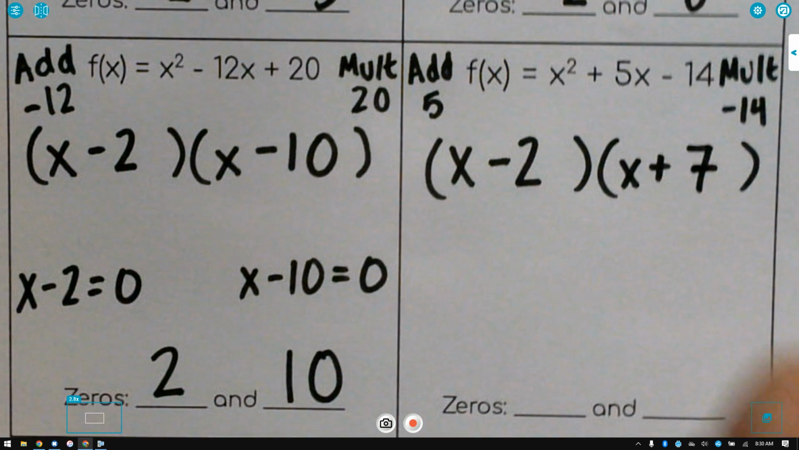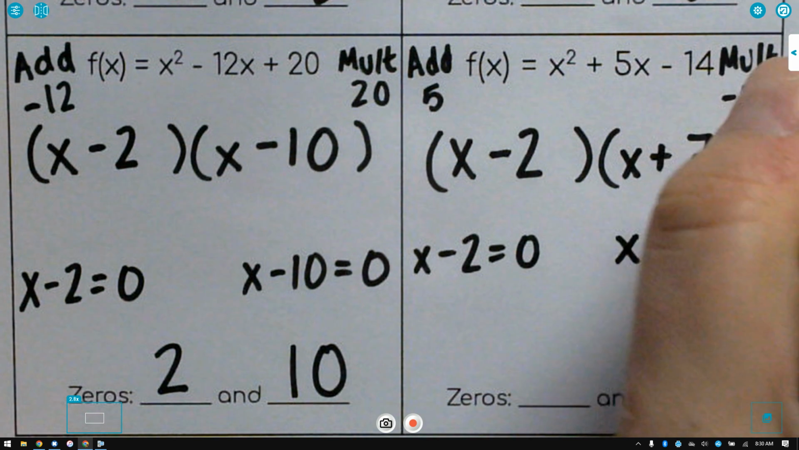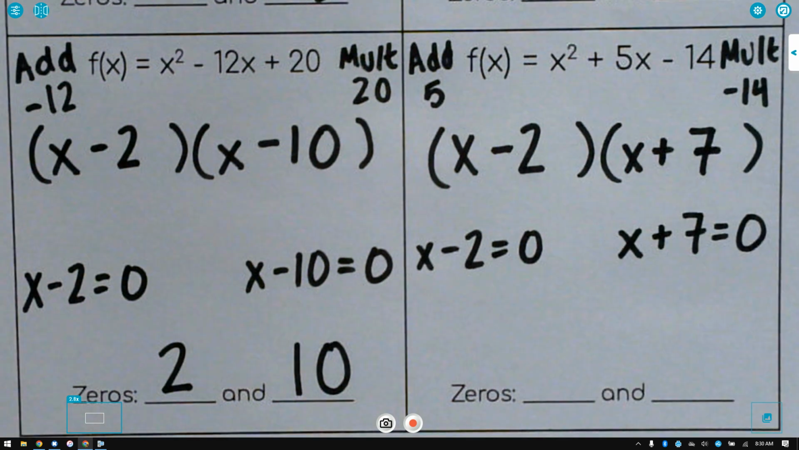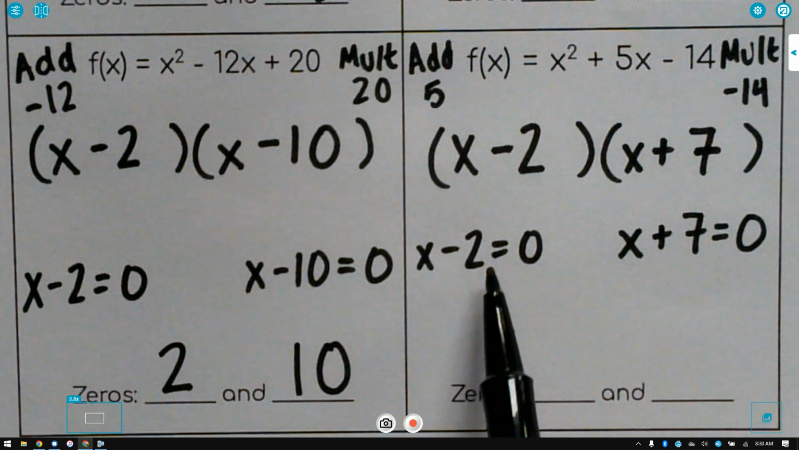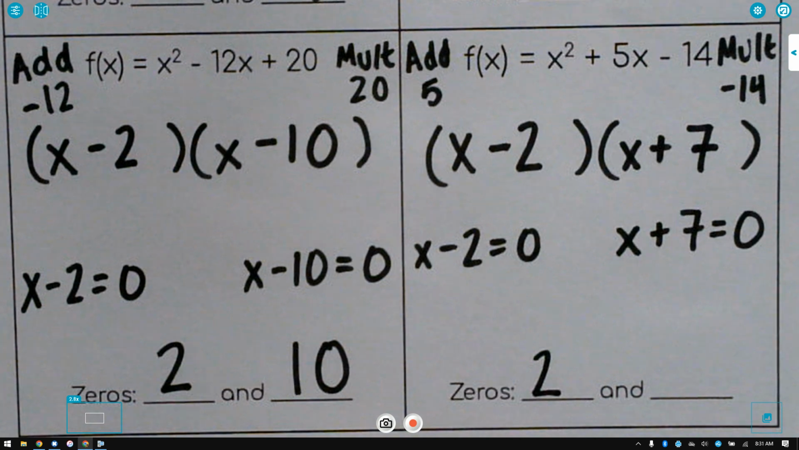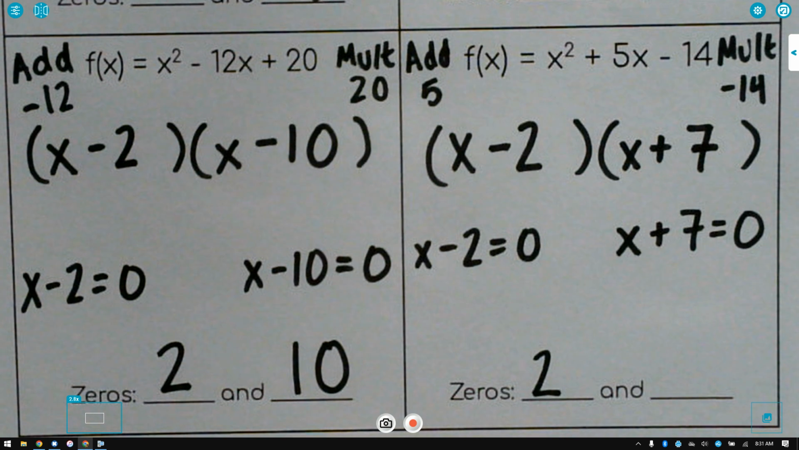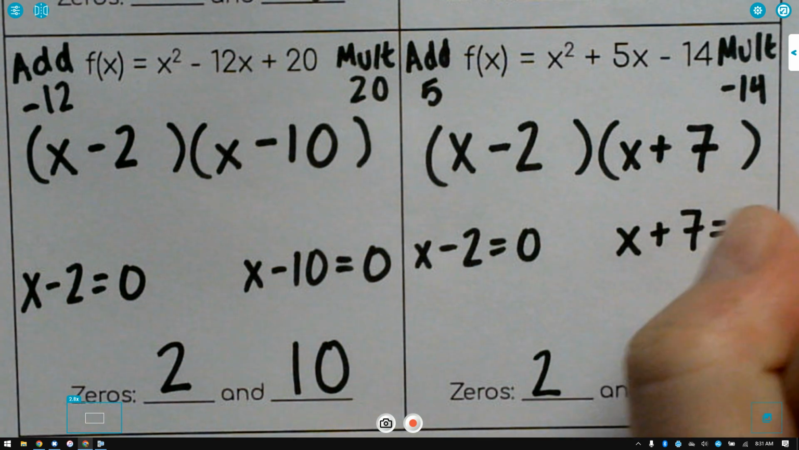So then we've got x minus 2 equals 0. x plus 7 equals 0. And then from there, that x minus 2, 2 minus 2 equals 0. So that's one of my zeros. And the other one, what number plus 7 equals 0? Negative 7. So it's those same numbers but opposite.